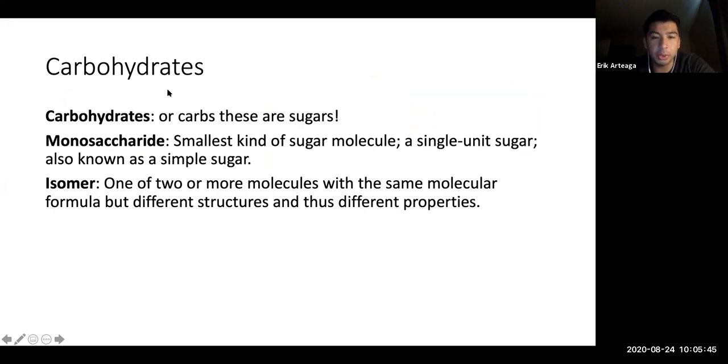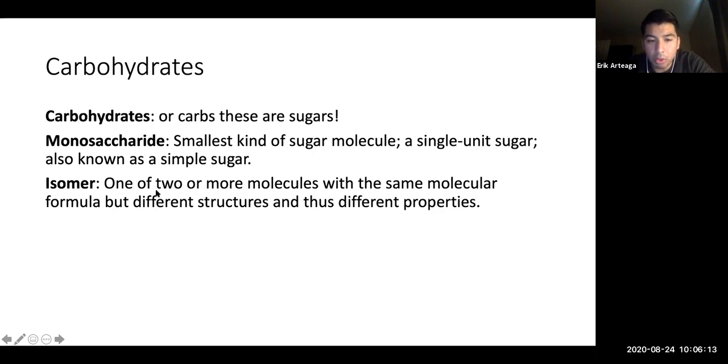All right, so our first organic molecule we are talking about today is carbohydrates, or carbs. These are sugars. Monosaccharides are the smallest kind of sugar molecule, a single subunit of sugar, also known as a simple sugar. This is like glucose, this is maltose. Those are all individual single sugars. Important to note: single sugar.